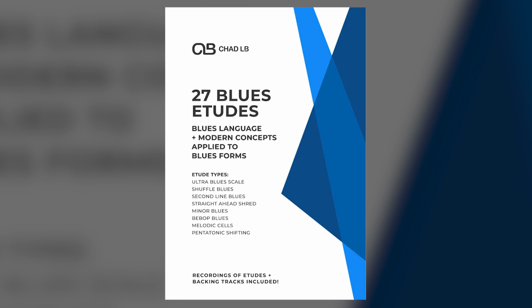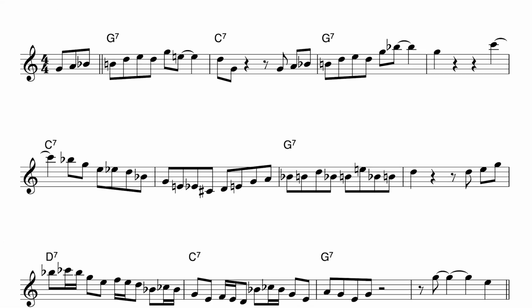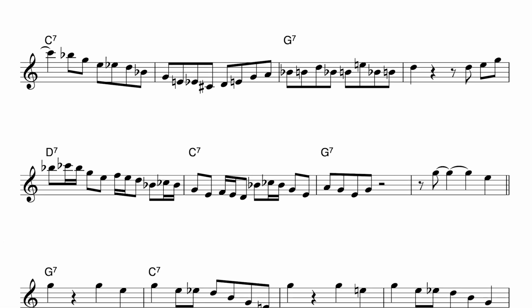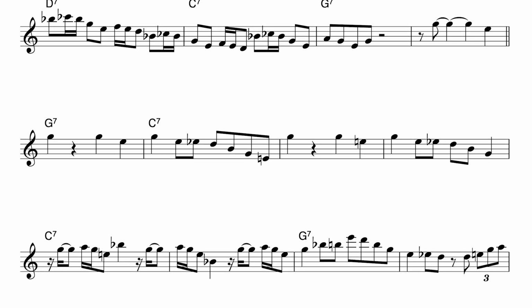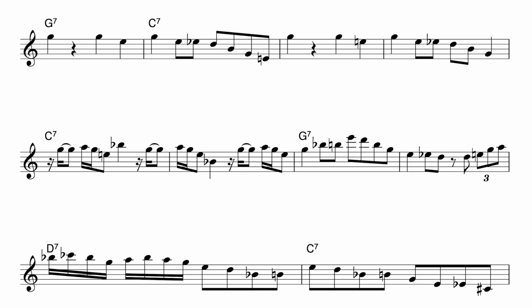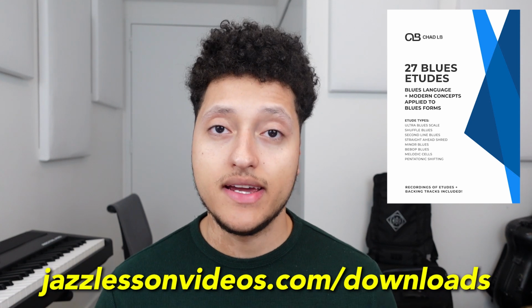All the techniques that we'll discuss today come from our resource here at Jazz Lesson Videos, 27 Blues Etudes, written by Chad LB. There's a variety of useful concepts utilized within these etudes, such as bebop techniques, melodic cells, pentatonic shifting, straight-ahead shred, different blues styles, even minor blues, and more. The book comes with recordings of all 27 of these etudes being played by Chad LB.